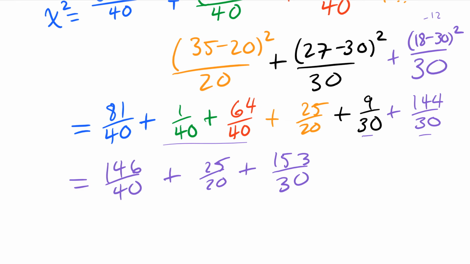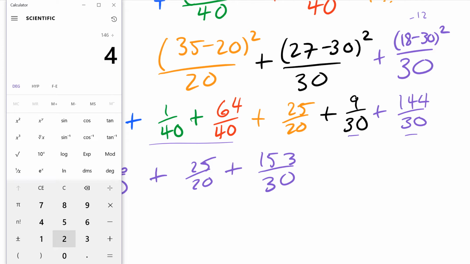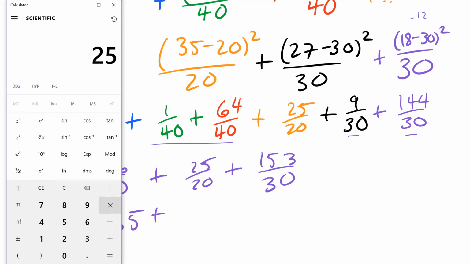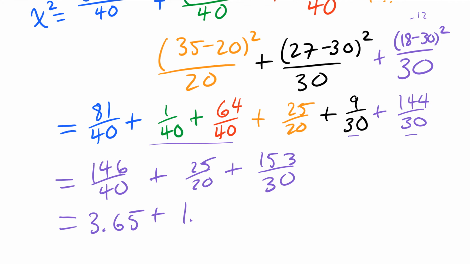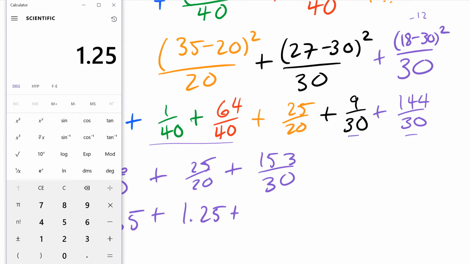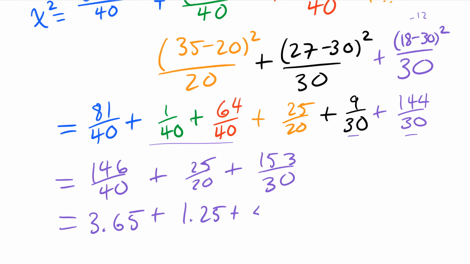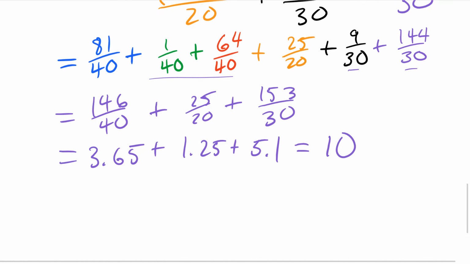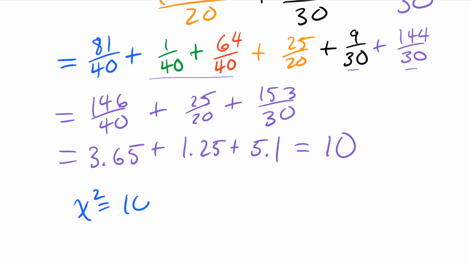So we're going to take the 146 and divide by 40 to get 3.65 plus 25 divided by 20 is 1.25 plus 153 divided by 30 is 5.1. Now I add across. We have 3.65 plus 1.25 plus 5.1 is 10. So this tells us that chi-squared is equal to 10.